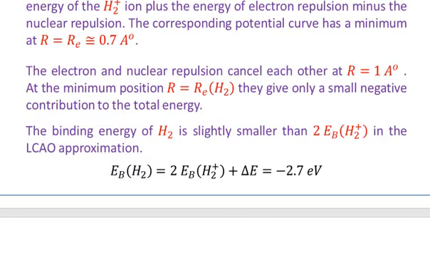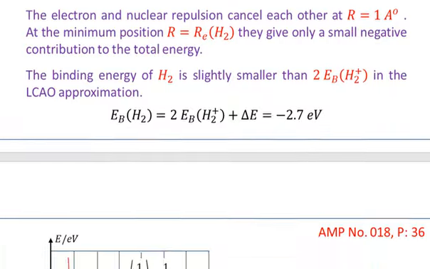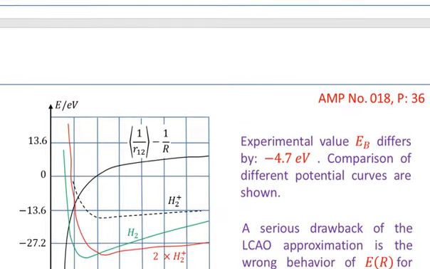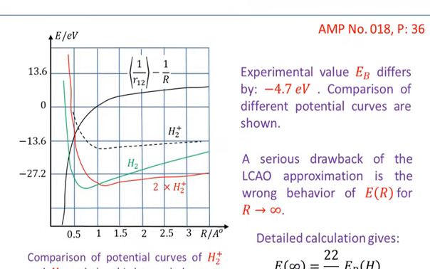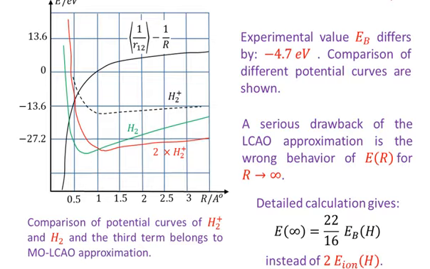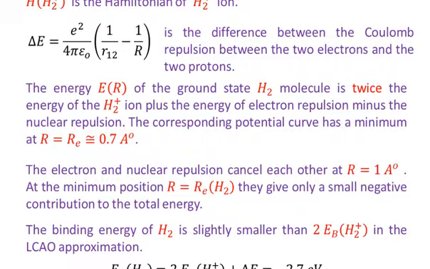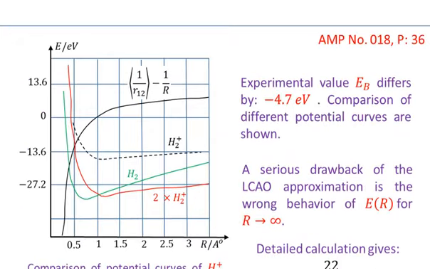So now let me show you the curves giving us the plot of potential energies and also binding energies. You see that in this curve I have plotted the black dotted curve, which is actually the plot of the potential energy of the H2 singly ionized molecule.